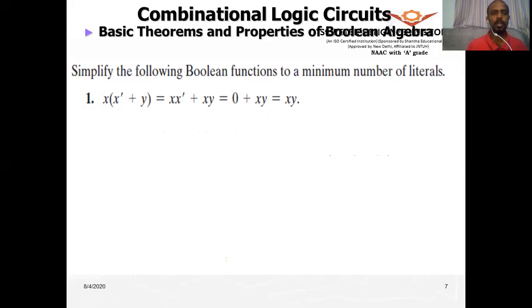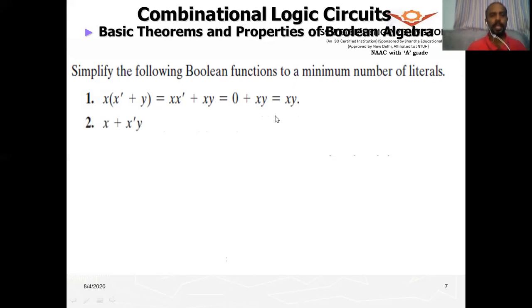So from 3 terms and 2 operations, we have reduced to two literals. We had 3 operations, one complement, one OR, and one AND operation, and 3 variable positions, x, x complement, y. So now it's reduced to only 2. So by using the Boolean laws, or Boolean algebra, we have reduced it to xy.